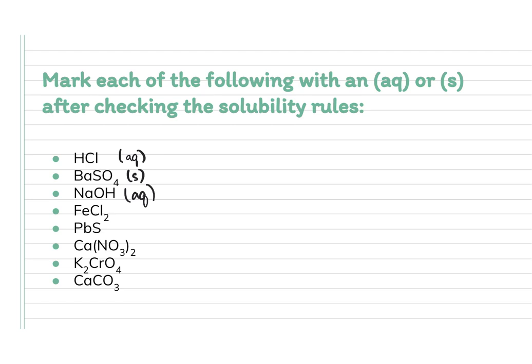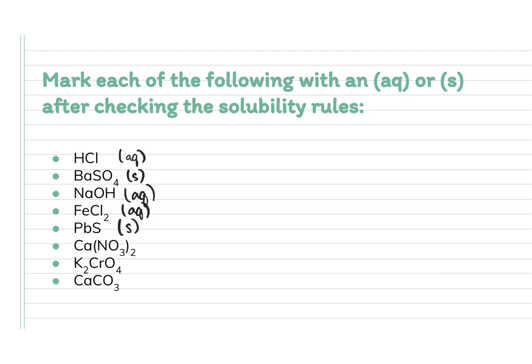Iron chloride: if we look at all chlorides except silver, mercury, and lead, that's not one of those exceptions, so that's going to be aqueous. Let's see. All sulfides are insoluble except those of alkali metals, alkaline earth, and ammonium. That's rule number 7. So that means this is going to be a solid.